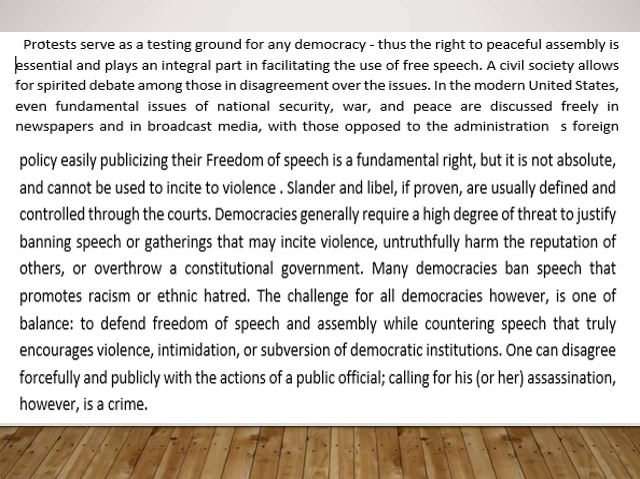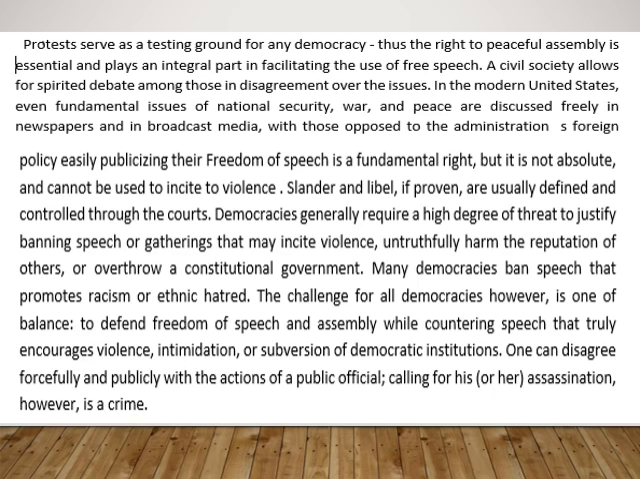Democracies generally require a higher degree of threat to justify banning speech or gatherings that may incite violence, harm the reputation of others, or overthrow a constitutional government. So again, it is important to understand how the actions that citizens take also define the line between rights and policies.